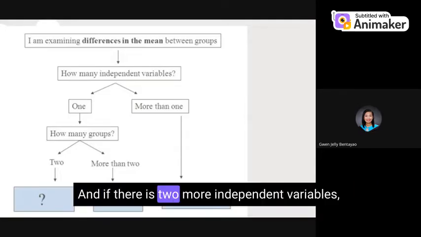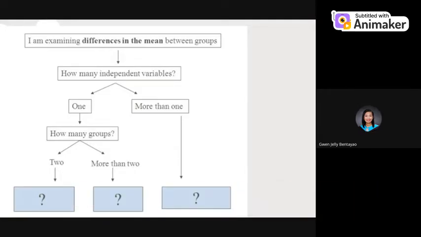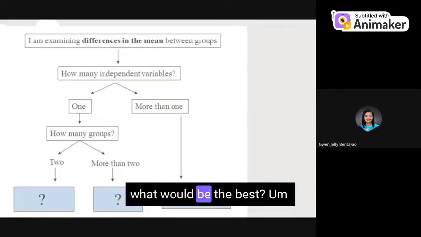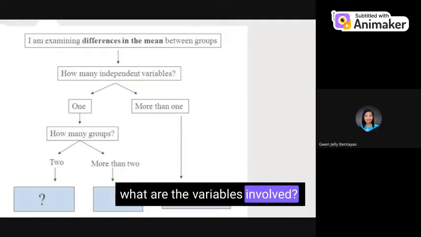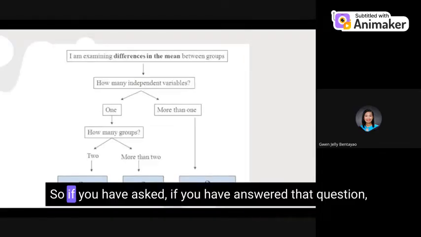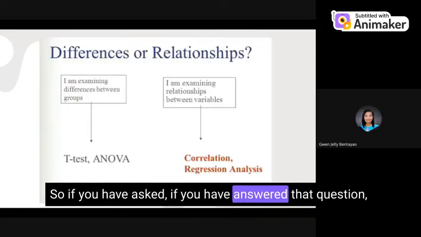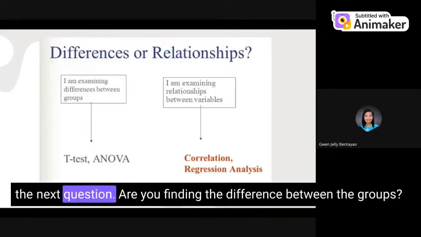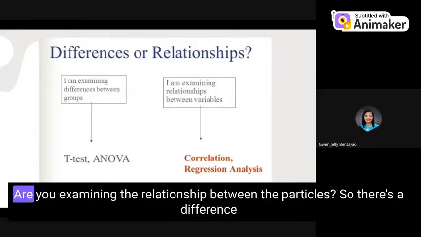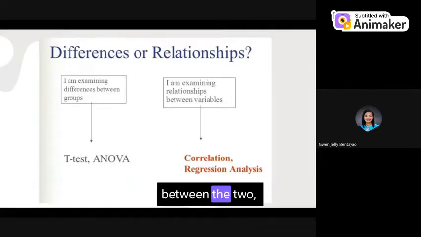And if there are two or more independent variables, what would be the best? I mean, what are the variables involved? So if you have answered that question, now we'll have the next question. Are you finding the difference between the groups, or are you examining the relationship between the variables? There's a difference between the two.